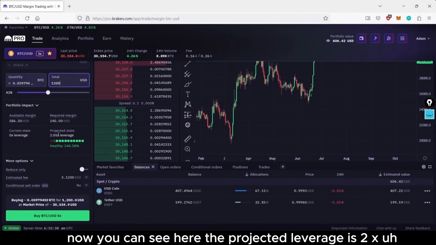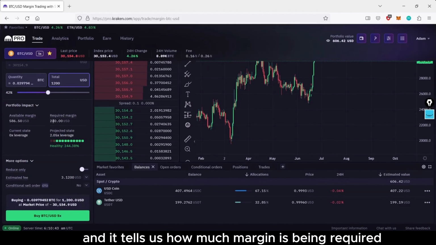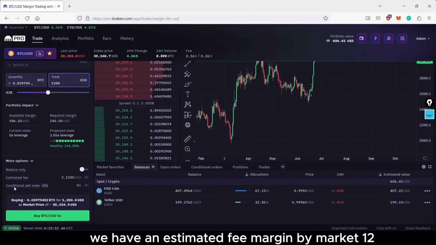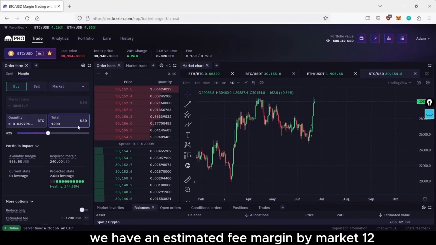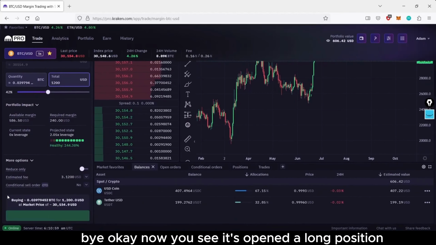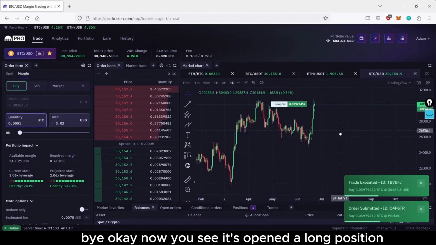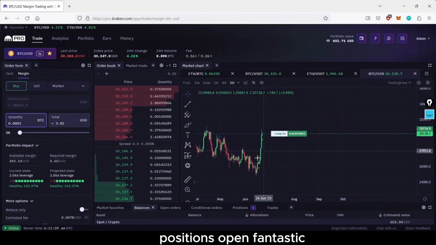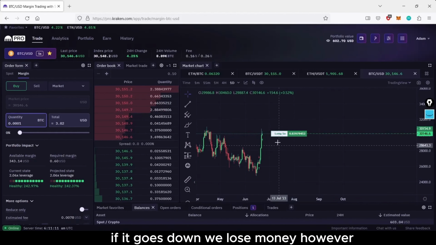Let's do that now. You can see here the projected leverage is 2x, and it tells us how much margin is being required from us, from our balances, and the available margin to us. Everything looks good to go. We have an estimated fee, margin by market, 1,200, 2x leverage. Everything's perfect, fantastic. Buy. Okay, now you see it's opened a long position. Now the terminology here is correct. The position's open, fantastic. So if it goes up, we make money. If it goes down, we lose money.